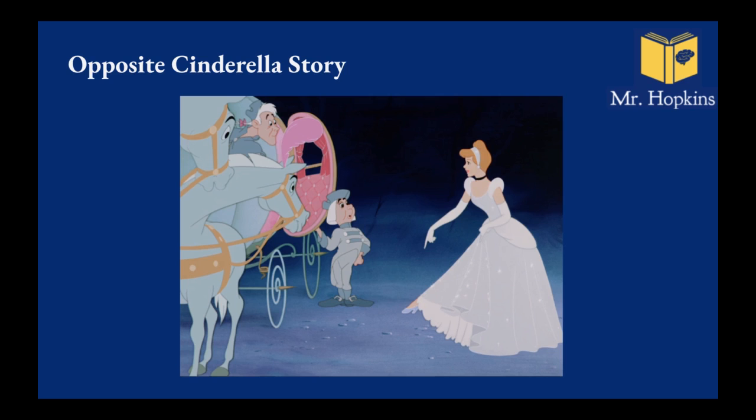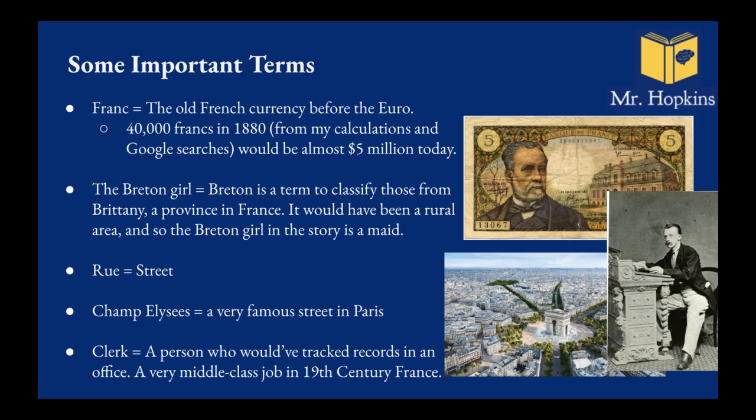Now, there are some important terms we need to look at. The first is franc. Because the book was written in 19th century France and is set in 19th century France, there are going to be some terms you need to know. A franc was the old French currency before the euro.